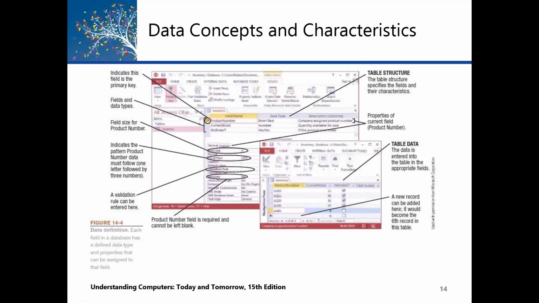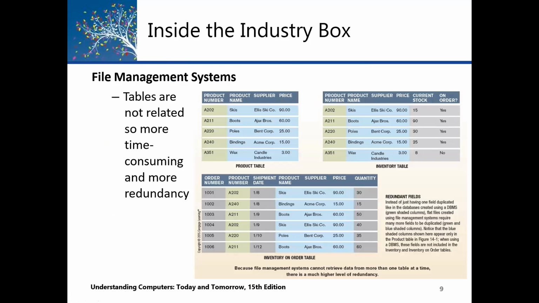Okay, so this is the picture related to field name, data type, description. The first one indicates this field is the primary key. Primary key is nothing but, yeah, we already saw. So which one is the primary key here? Product number is the primary key.